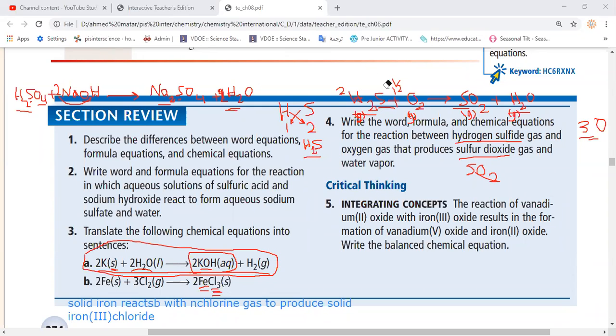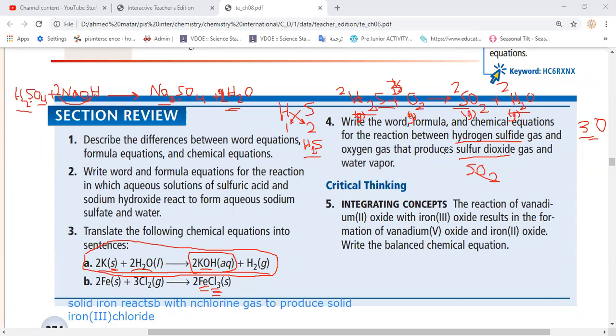Then we multiply 1.5 by 2, and I got 3. So that will be 3. Then here 2 and here 2, like this. Try to test your equation. How many hydrogen do we have? We have 4 hydrogen, and here 4 hydrogen. How many sulfur do we have? We have 2 sulfur here. Here we have 6 oxygen, here 4, and here 2. So it's balanced. You got the idea, guys?